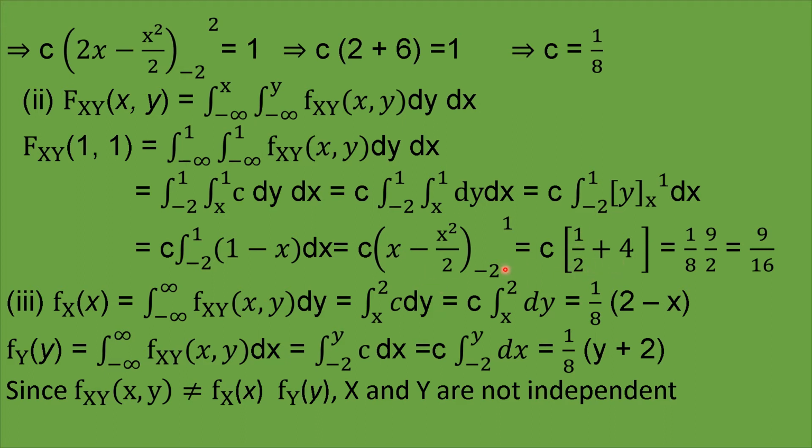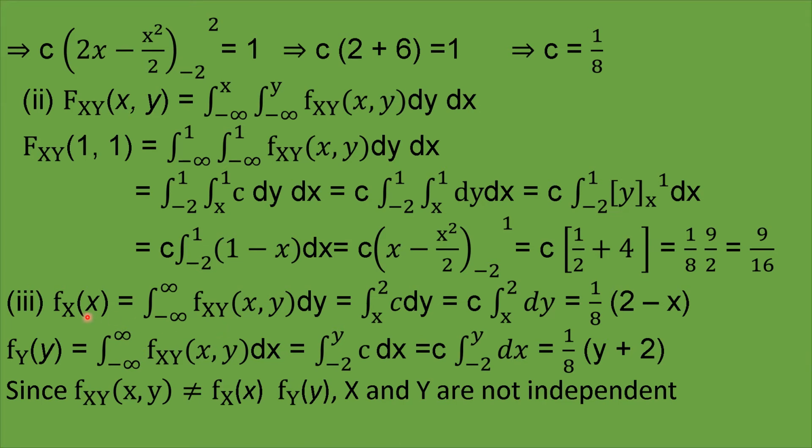Then minus. Put x as -2. -2 and -2 square by 2 means 4 by 2, which is 2. So -2 and -2 is -4. So here it will be half minus of -4, half plus 4. C is 1 by 8. Half plus 4 is 9 by 2. So it will be 9 divided by 16.